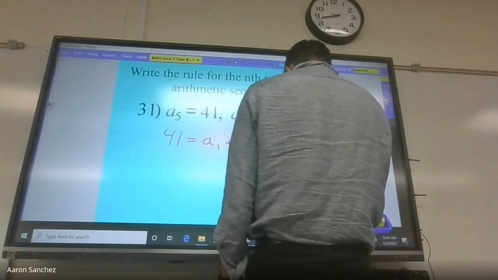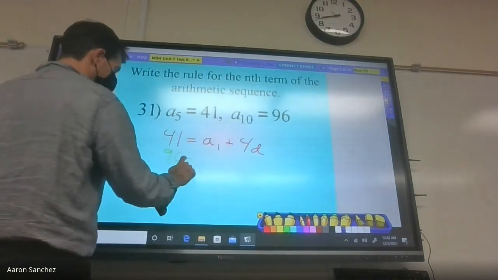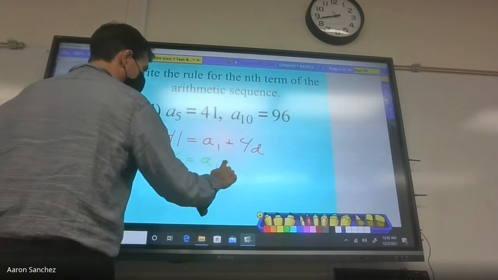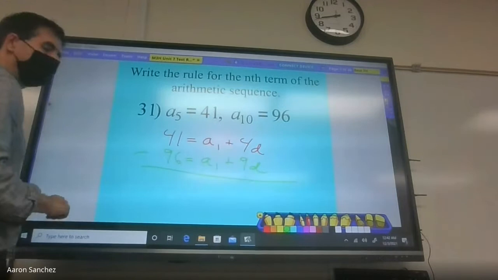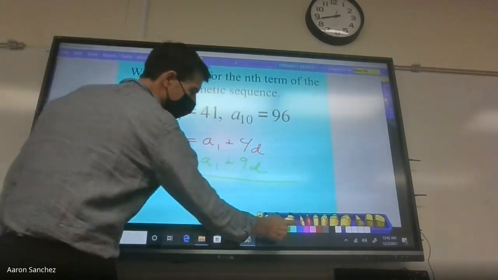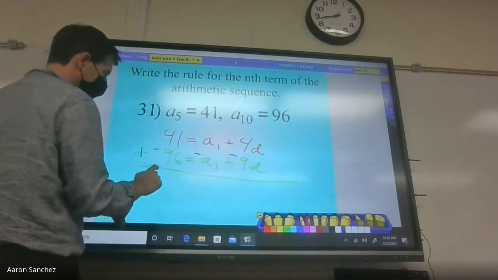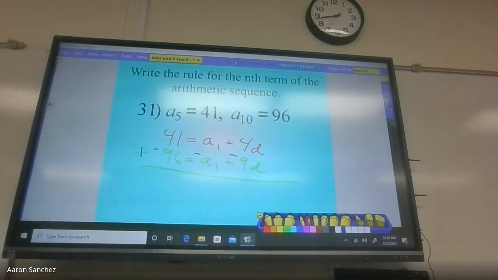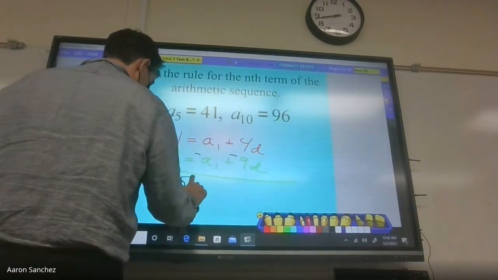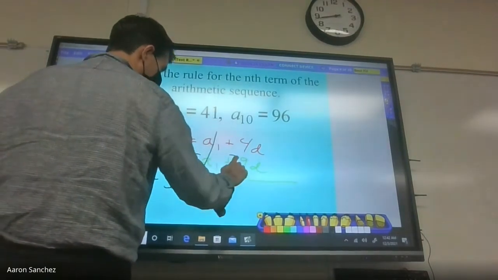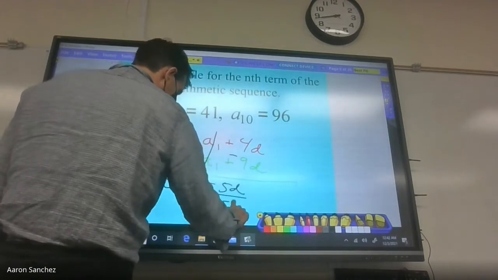So then what do we do? Let's do green. The other one, what am I going to plug in for this one? 96. Can you guys see that green? Yes. a sub 1 plus what? Then what do we do? Subtract. Make everything the opposite. Plus, negative, negative, negative. So what's 41 minus 96? Someone tell me. What's 41 minus 96? 55. So negative 55, right? Equals 4 minus negative 9, which is negative 5d. Divide by negative 5.